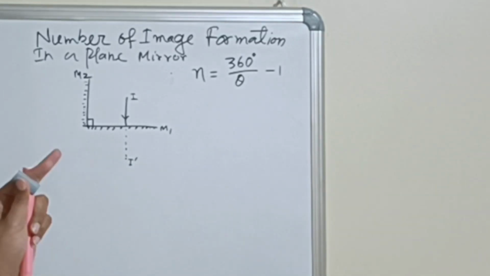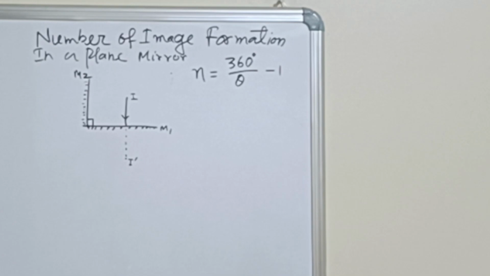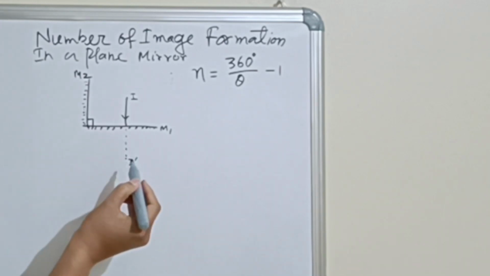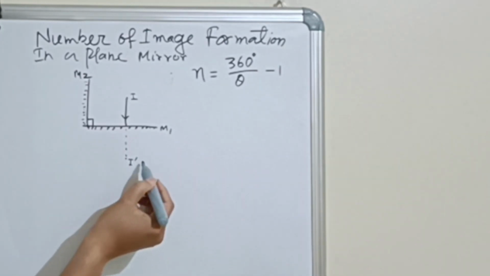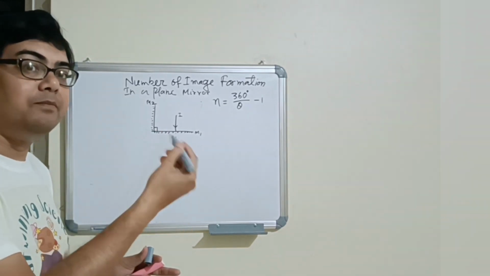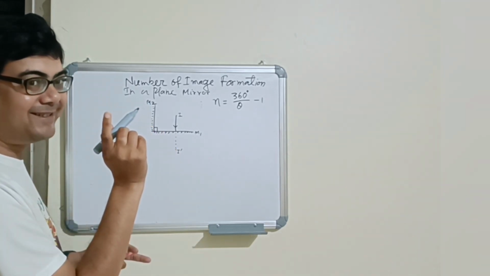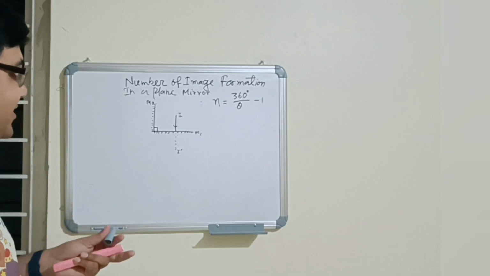It is formed at the same distance behind the mirror M1. Now the interesting thing is that this image becomes the virtual object for mirror M2. Clear? Yeah, so that will come actually.